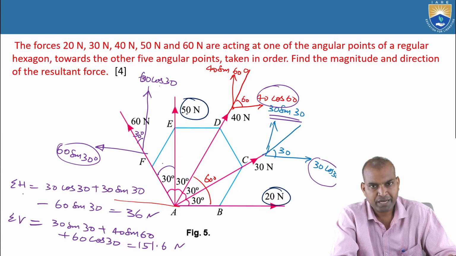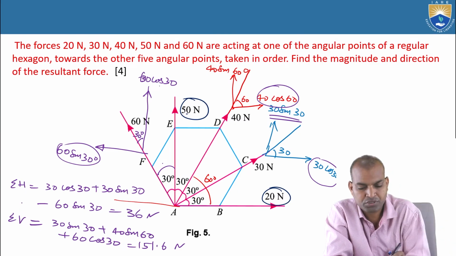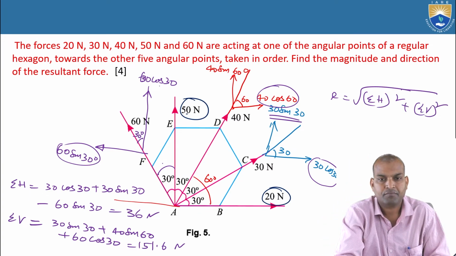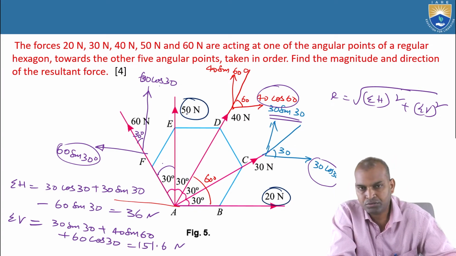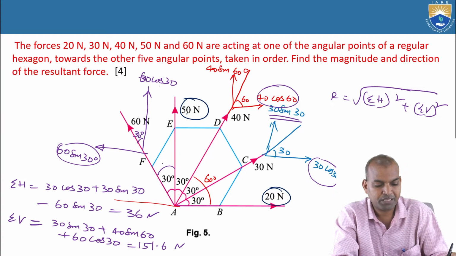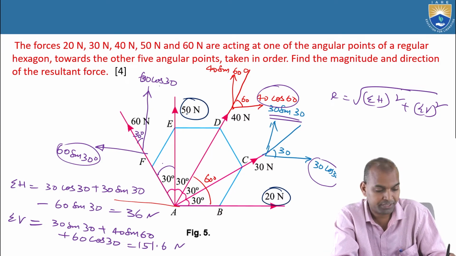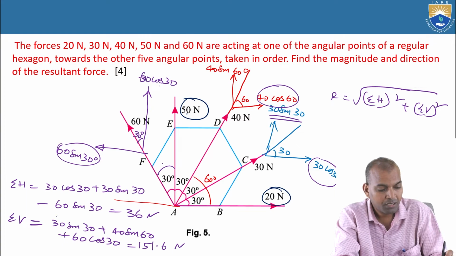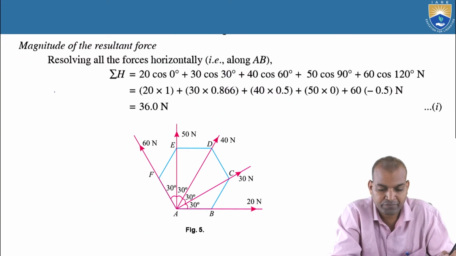Now after knowing sigma h and sigma v, what is the resultant force? The resultant force R equals the square root of sigma h whole square plus sigma v whole square, and the direction equals tan inverse of sigma v by sigma h. Now let us go for the next method. You see how it becomes. In this sigma h, you observe it: algebraic sum, both positive and negative, and both cosine and sine terms are there in sigma h and sigma v. Another method is also there you can follow.